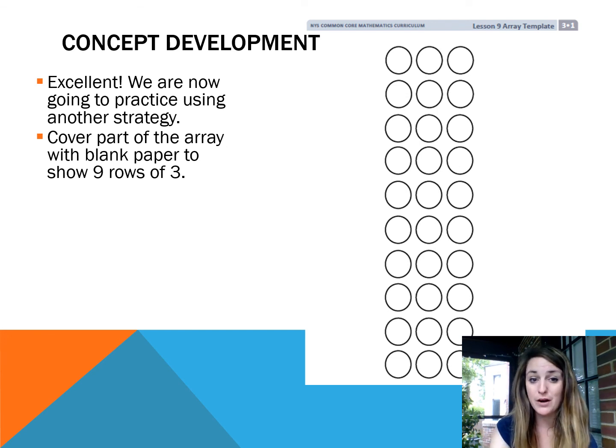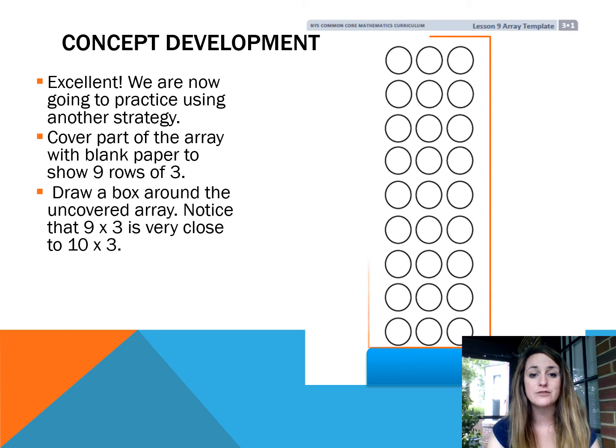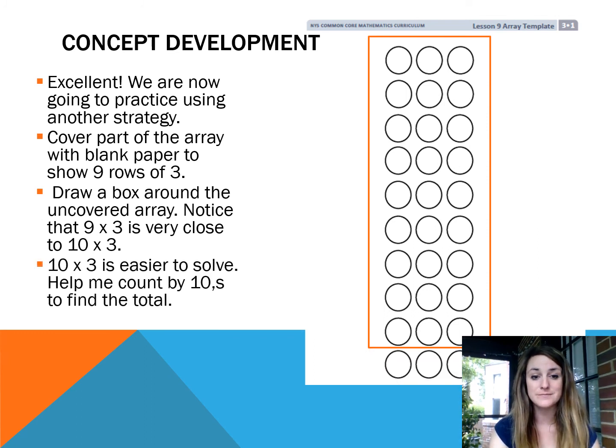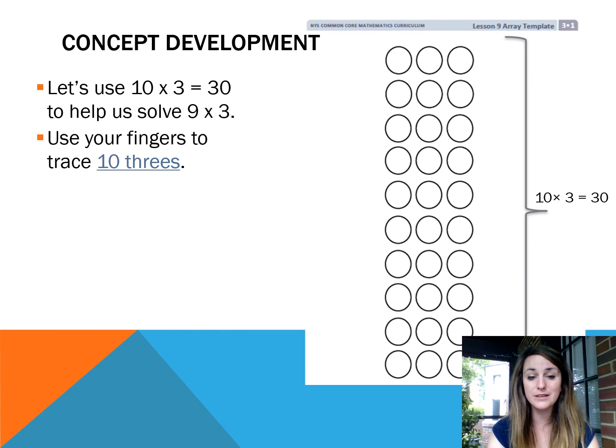I'm going to cover part of the array with a blank paper or the square to show 9 rows of 3. Draw a box around the uncovered array. Notice that 9 times 3 is very close to 10 times 3. 10 times 3 is easier to solve. Help me count by tens to solve the total. 10, 20, 30. 10 times 3 is 30.